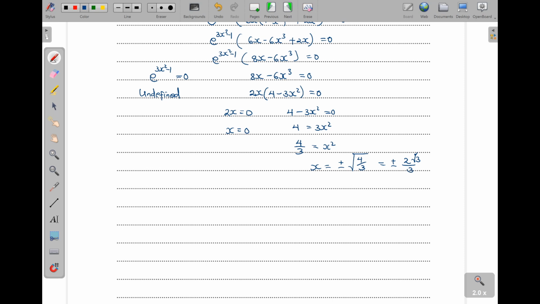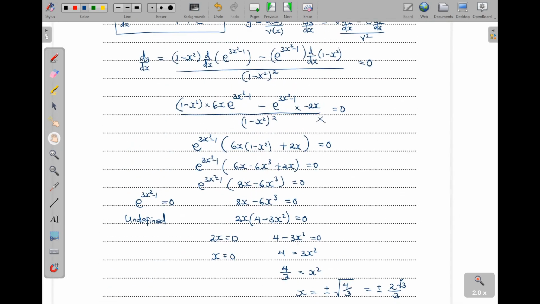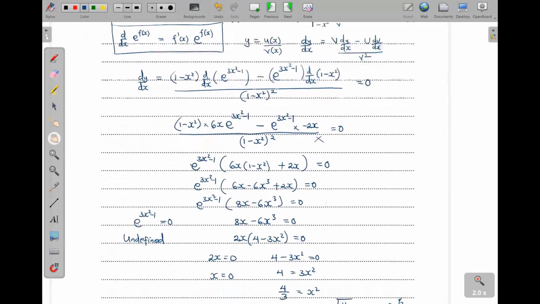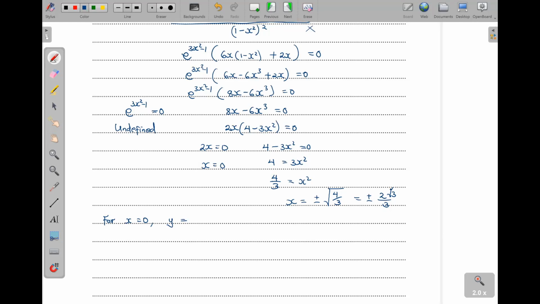Like that. Now, I need to find the y coordinates for each of them. So for x equal to 0, what is y? Substituting into what is given here, it is e to the power 3x squared minus 1, so we shall have e to the power negative 1.